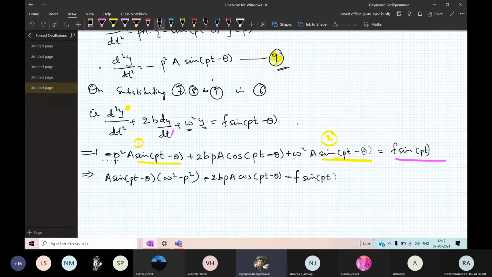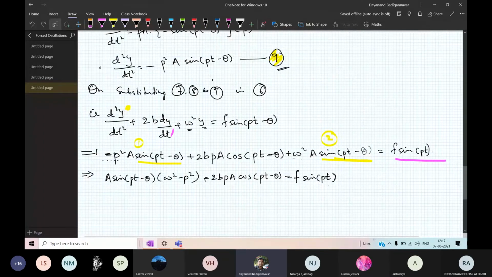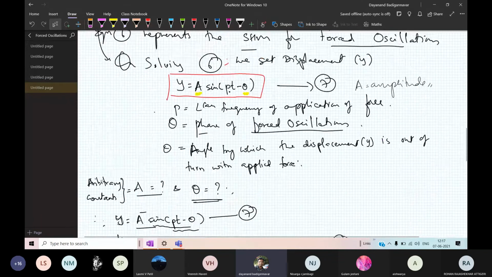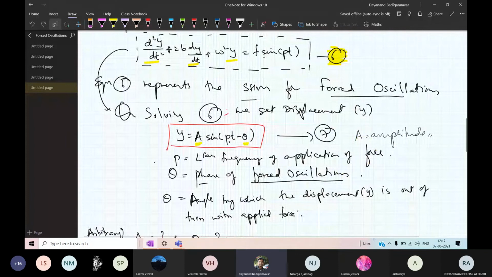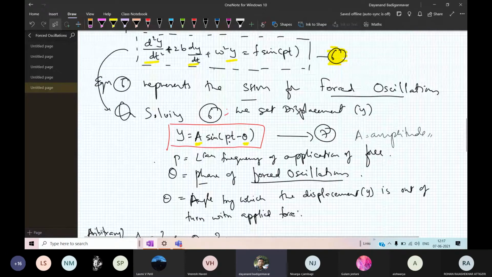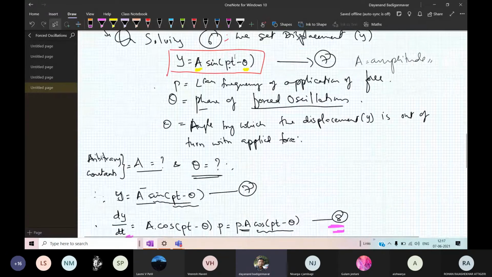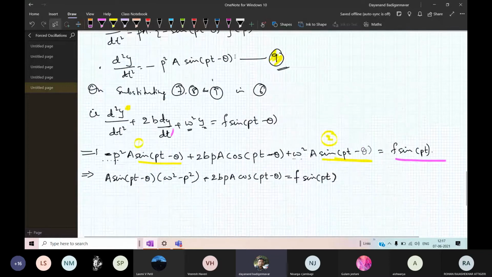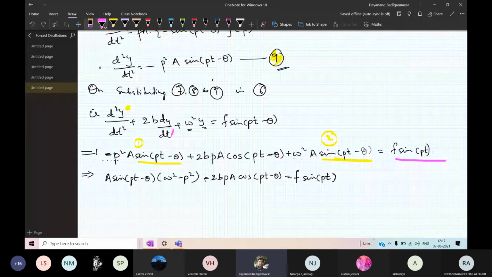If I do the substitution, I will get it like this. Now look here, I have the equation number 6 rewritten. Equation number 6 is F sine theta on the right hand side, sine PT. On the right hand side, I should have taken it as F sine PT, but I have taken it as F sine PT minus theta. Therefore, it's giving me a wrong answer. Therefore, I have to correct it. This is the correction I have to make.